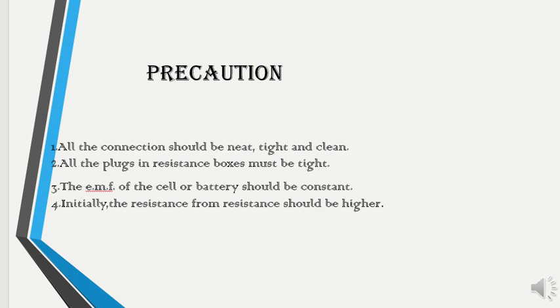Initially, the resistance should be high. As I already said, if the resistance is not high at the initial position, then the galvanometer will get damaged, because more current will flow. To oppose the current, we need a high resistance, otherwise the galvanometer will be damaged.